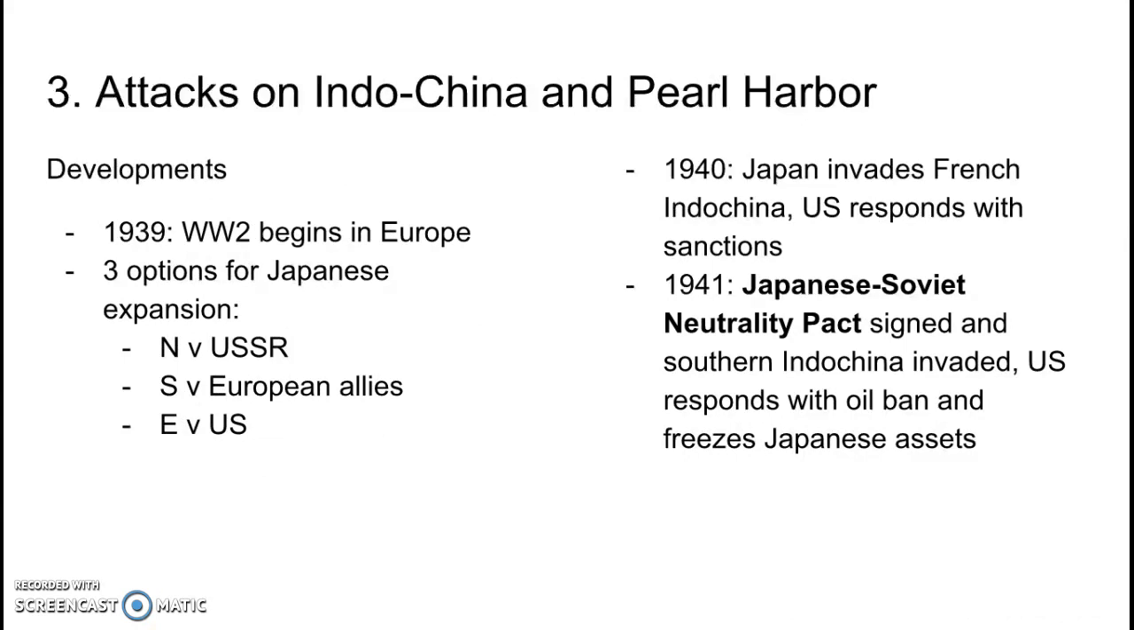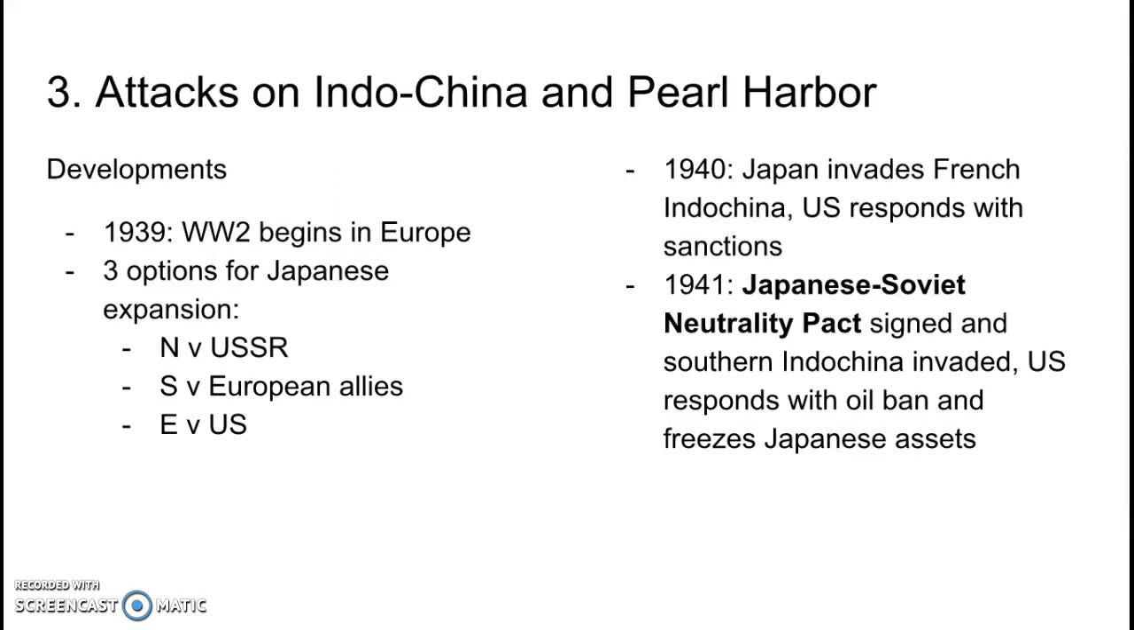So the attack on Indochina and Pearl Harbor, a couple of developments here. When World War II begins in Europe in 1939, Japan has really three options. One, as we talked about, striking north against the USSR. You could go south against the European allies, which would be the Netherlands, Great Britain, and France, or you can go east and get to the United States. Really, what they want is to move somewhere where they can get access to raw materials. This will set up Japan to decide what their next options were.